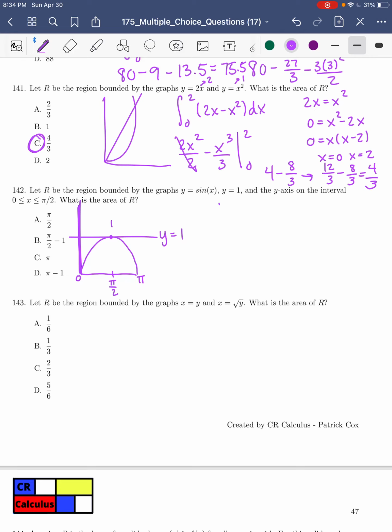So now I'm going to do my integral from 0 to pi over 2. And let's plug in a number in between. So let's say I plugged in pi over 3. Sine of pi over 3 is square root of 3 over 2, which is going to be less than 1. So 1 should really be in front here. That's on top. Minus sine x dx.